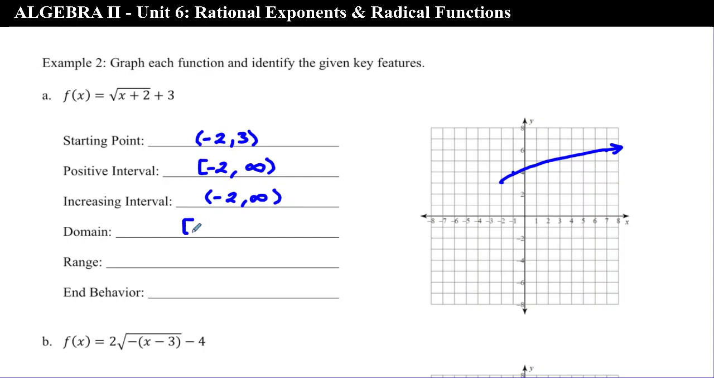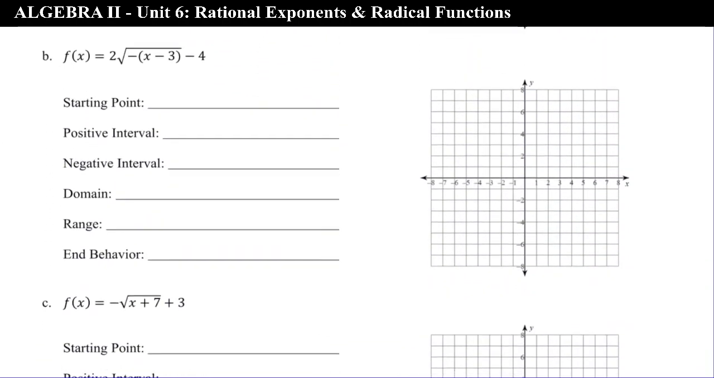Likewise, our domain is -2 to infinity. Our range, going from bottom to top, starts at 3 and goes to infinity. And then our end behavior as x approaches infinity, f of x approaches infinity as well, because on the right side, we're going up. Gradually, but we are going up.